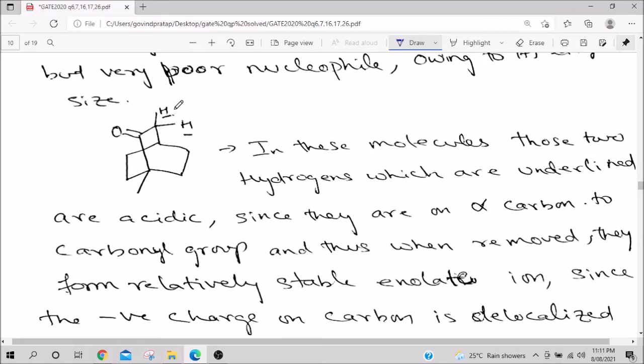What happens is, both of these protons are equivalent. Why can you remove the proton? Because if you remove the proton, you get a negative charge alpha to this carbonyl carbon. When it is alpha to this carbonyl carbon, this negative charge gets stabilized. How does it get stabilized? Through resonance. So this oxygen takes the electron and you get a double bond here. So the negative charge does not remain on carbon, it is delocalized between this carbon and oxygen, and oxygen, you know, is electronegative, it can stabilize negative charge. So therefore, these protons are acidic.